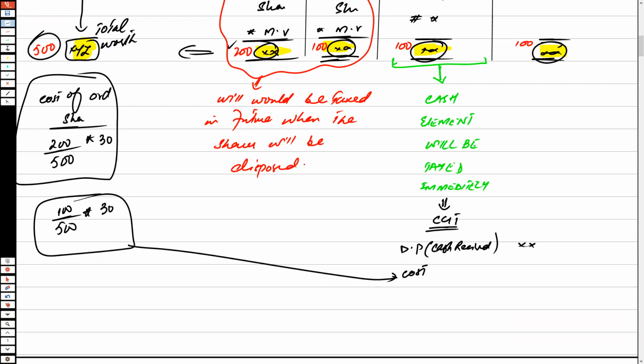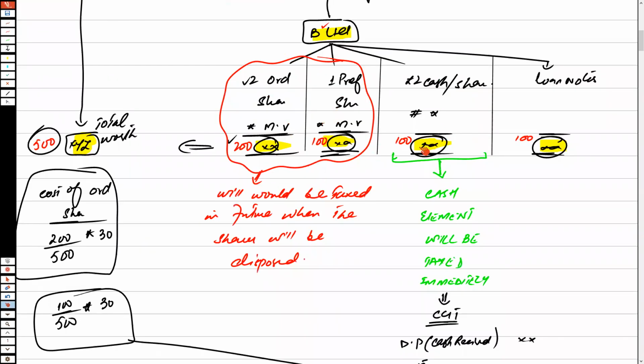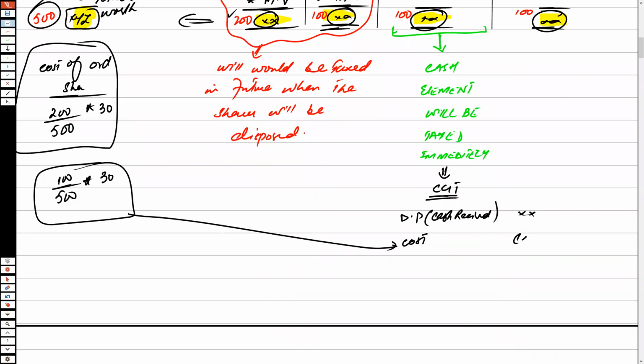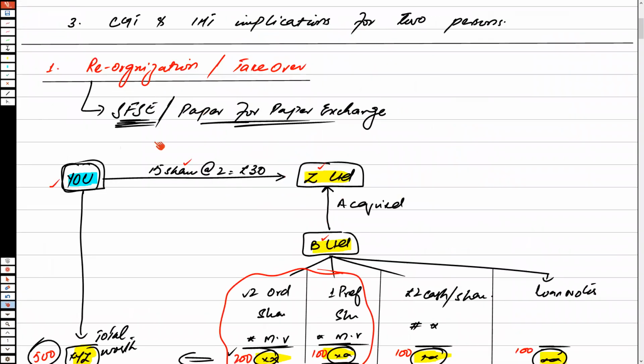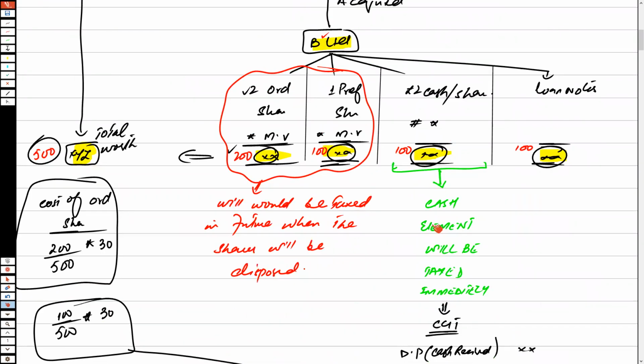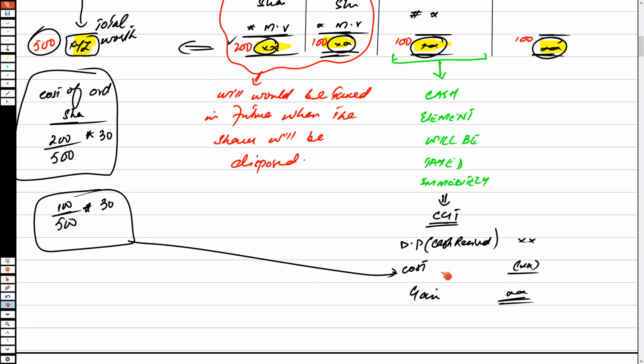I repeat the formula: market value of the cash received, or the amount of the cash received, divided by total worth, multiplied by original cost. So this is how you would be deducting cost from the disposal proceed and will end up with a gain or loss amount. The point is, at the time of reorganization, apart from shares, if a person is also receiving the cash element, that cash element will be taxed immediately.